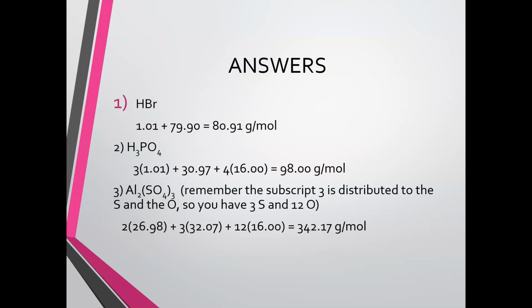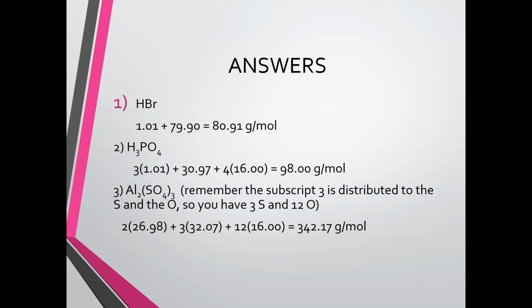So for HBr, we have 1 hydrogen at 1.01, and we have 1 bromine at 79.90, so we get 80.91. For H3PO4, we had 3 hydrogens, each at 1.01. We had 1 phosphorus at 30.97, and we had 4 oxygens, each at 16, so we should have gotten an answer of 98.00 grams per mole.